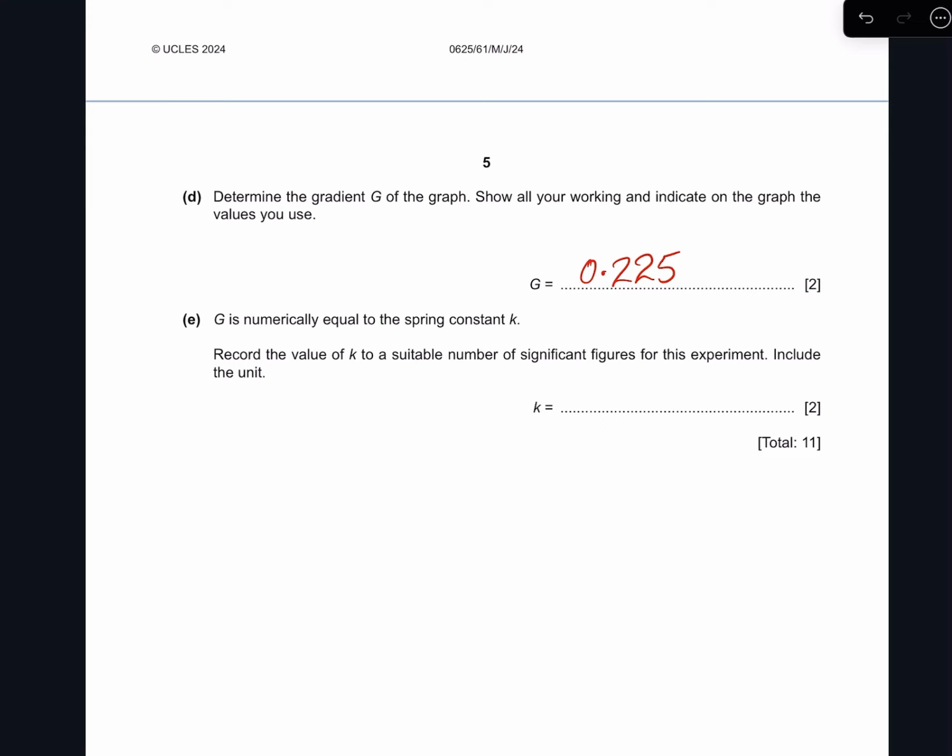Okay. In the next part, what we have to do, G is numerically equal to the spring constant. So it means G is equal to K. Record the value of K to a suitable number of significant figures and include the units. Actually, you can write down 2 or 3 significant figures, both are acceptable, depending on your units. Significant figures depend on the data we are using. So it can be written as 0.22, and units are, on the y-axis it was Newton, and on the x-axis it was centimeters. So it's Newton per centimeter.